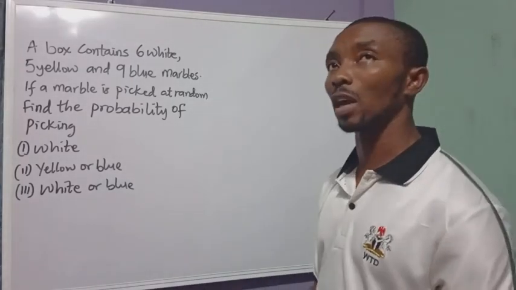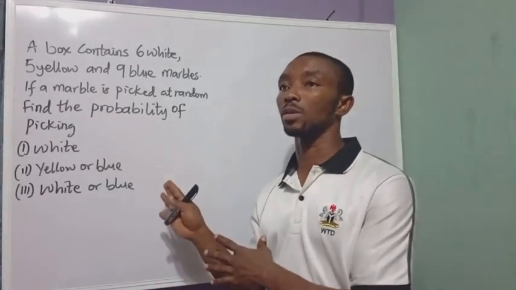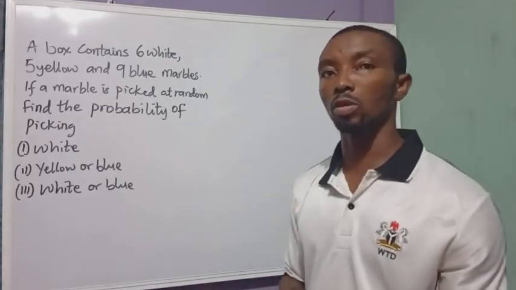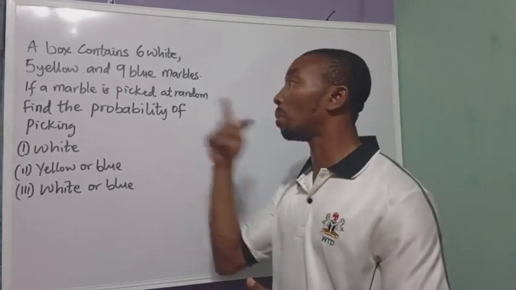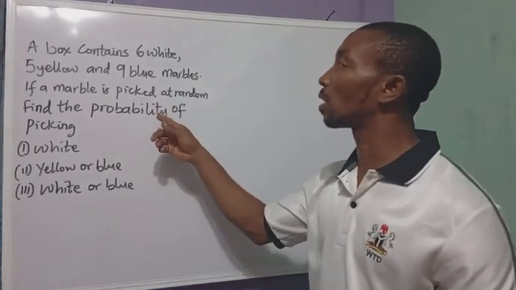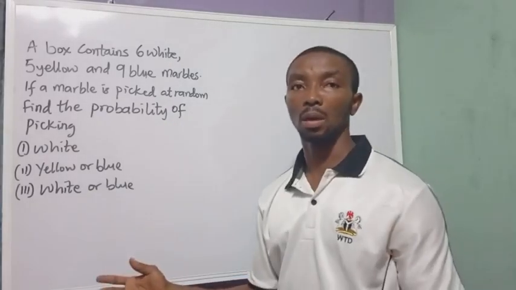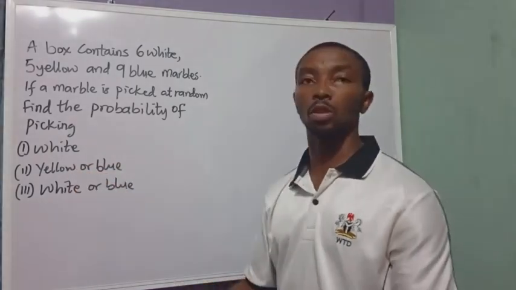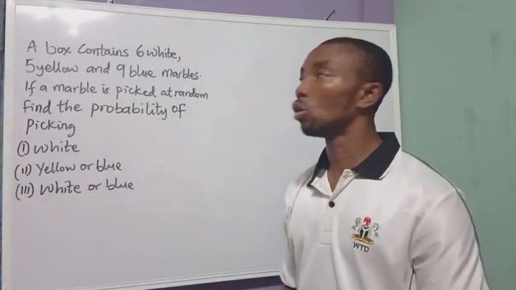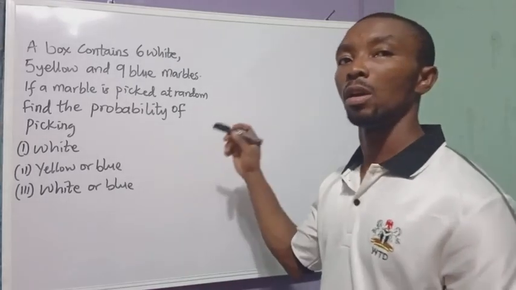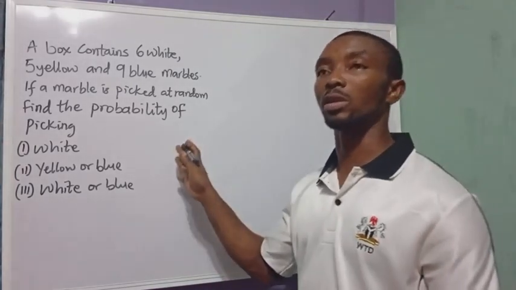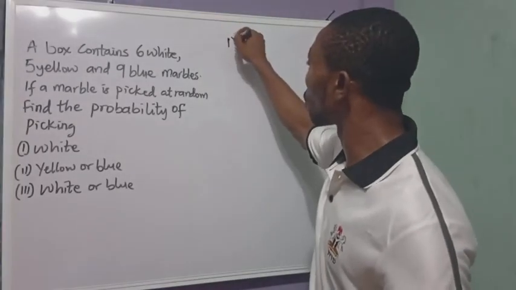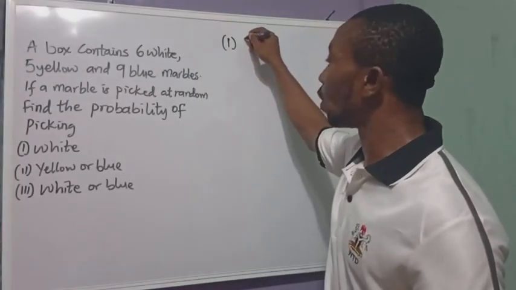Now the first question you should ask yourself is, what type of event is this? Is it mutually exclusive or non-mutually exclusive? Clearly, in picking one marble at a time, we can't pick blue and white together. Since we are picking one at a time, picking yellow and blue simultaneously cannot occur. So this is a mutually exclusive event.